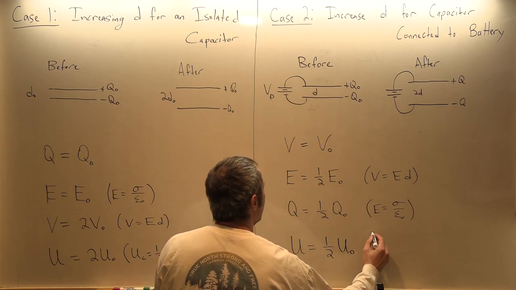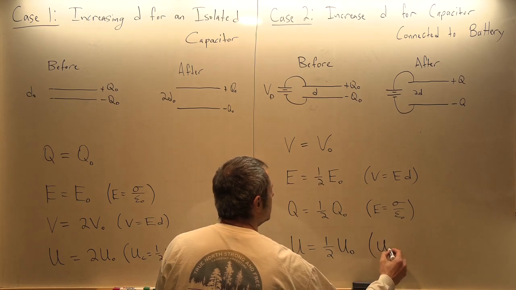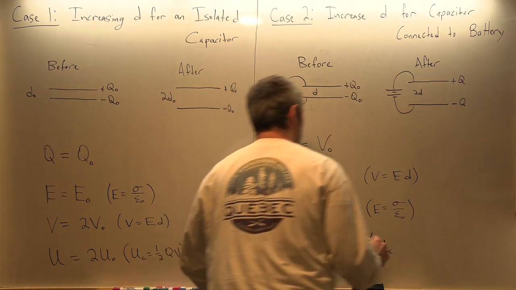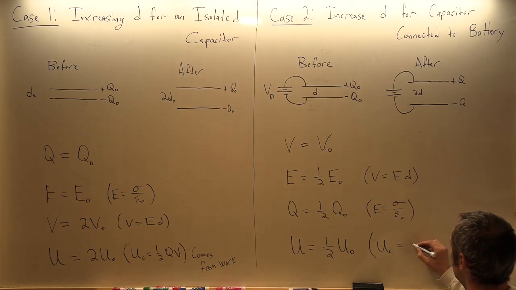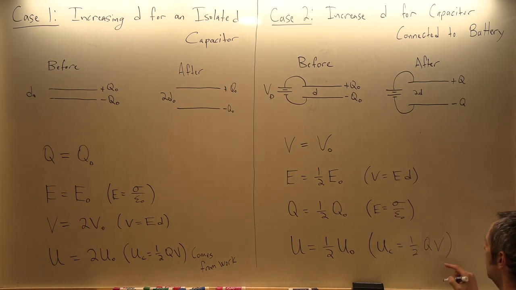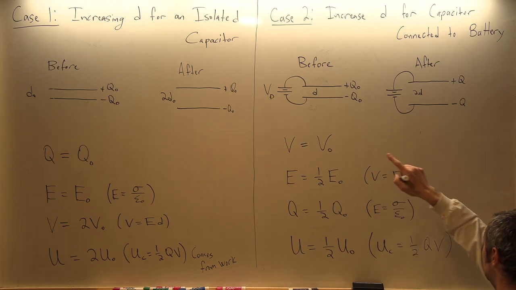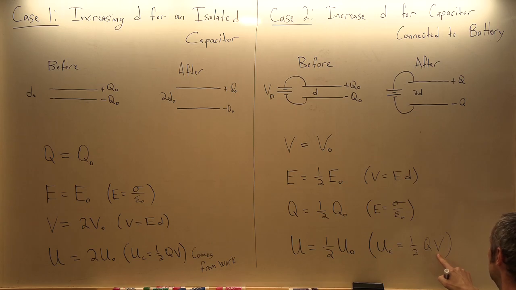How can I reason that out? Well, again, electrical energy in a capacitor is 1/2 QV. So if I have the same voltage as before, because the battery remains connected, keeping it constant, but the charge went to 1/2 what it was before, I'm going to have 1/2 the energy that I had before.